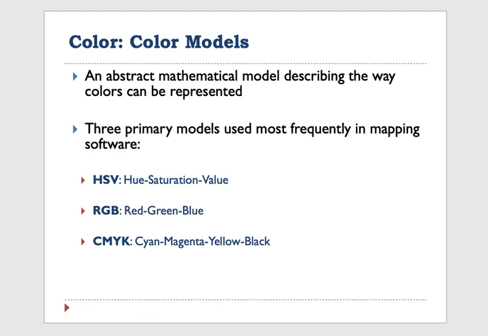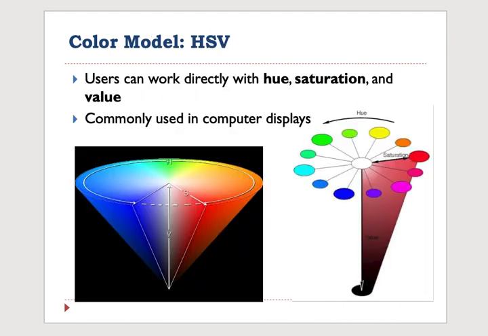So a color model is an abstract mathematical model describing the way colors can be represented. There are three primary models used frequently in mapping software. We have the HSV, hue, saturation, value, which we just went over, RGB, red, green, and blue, and CMYK, which is cyan, magenta, yellow, and black. So users can work directly with hue, saturation, and value, and they are commonly used in computer display.